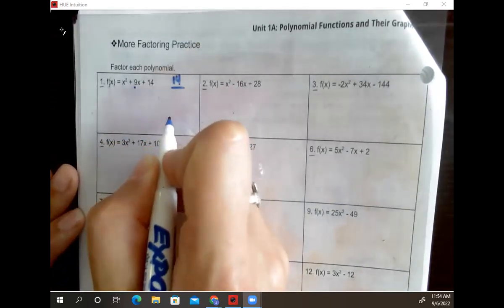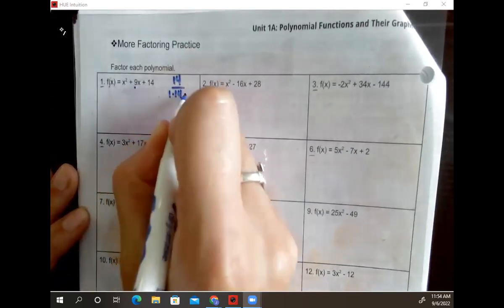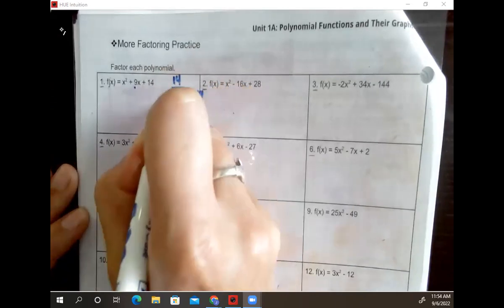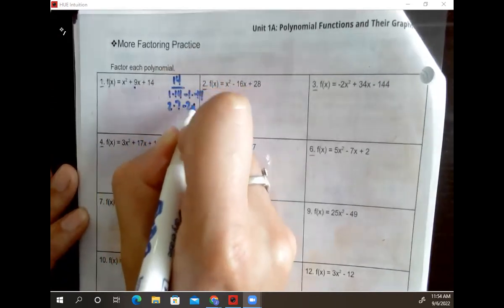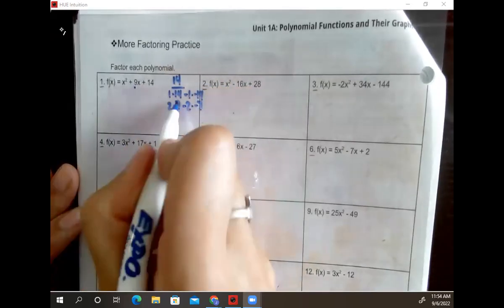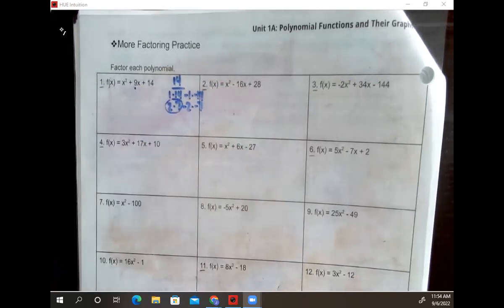If you ever get stuck, you can always make a list. So I always go in order. So this would be 1 times 14, or -1 times -14. And then the only other option is 2 times 7, or -2 times -7. So if you get stuck, make a list. Okay. We want 2 times 7. For some people, it's like it's already printed on their paper for them. That's how quickly they think of those factors. For some of us, we need to make a list. It takes a little bit longer to think through all the options, and that is okay.